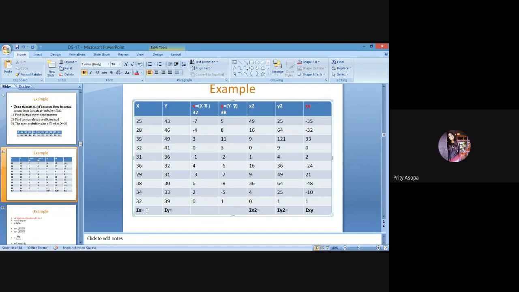Sir, it's 0. Sir, which one is 0? x into y, the last one. The last one is 0.